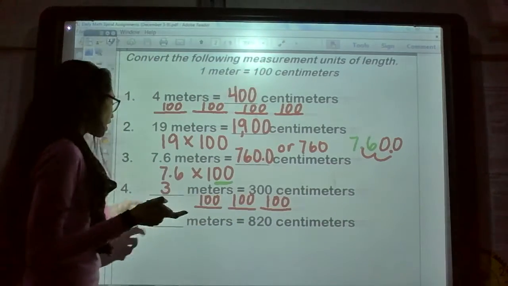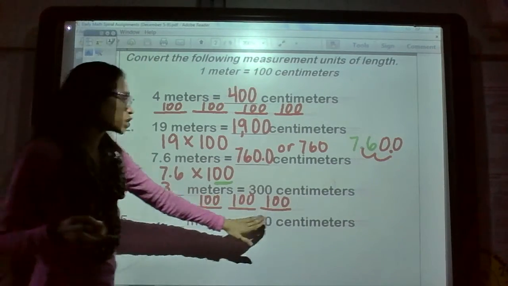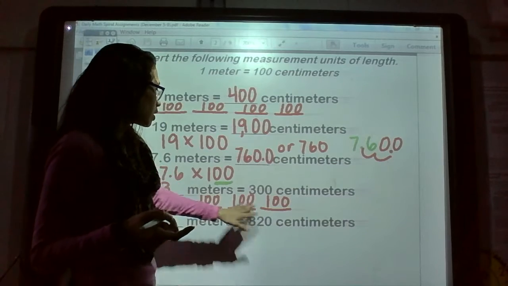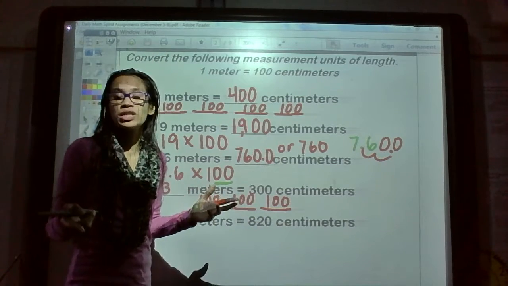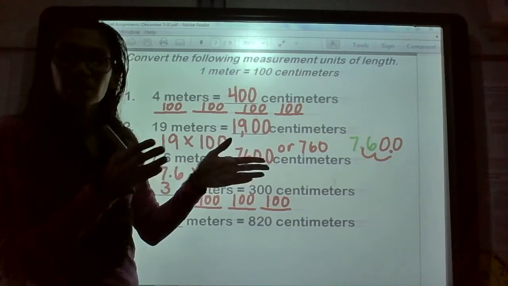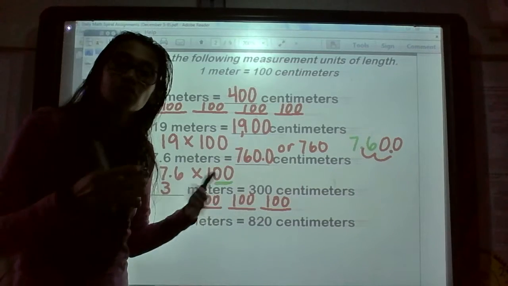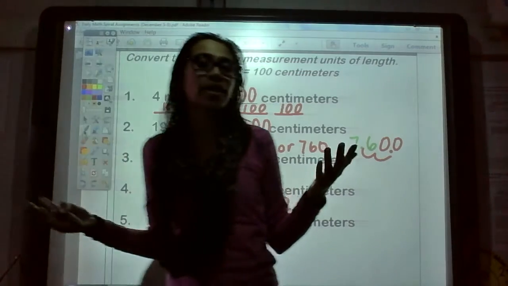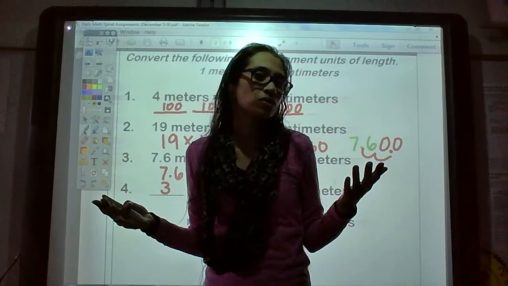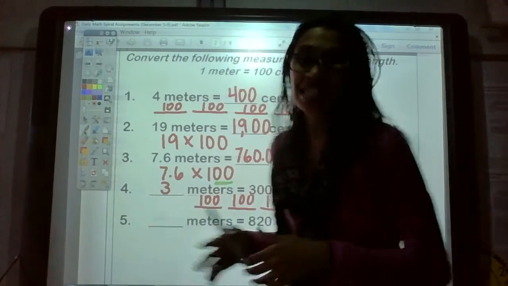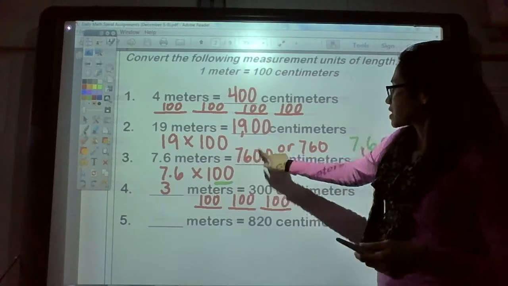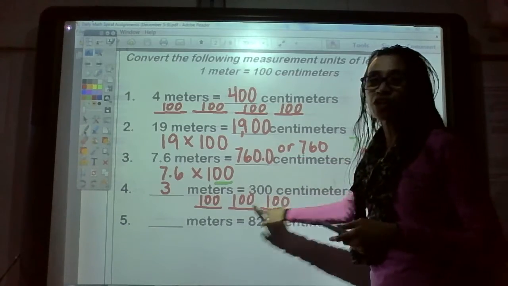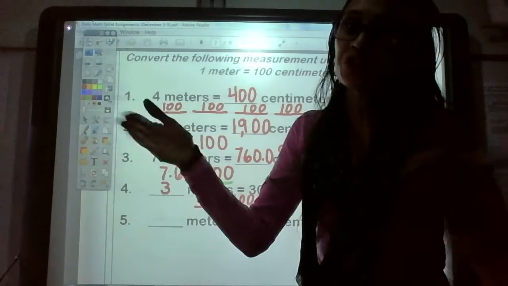So look at number 5. Blank meters equals 820 centimeters. Now look at the difference. See, this was not counting by 100. We have that extra 20. So we know we are going to end up with what kind of number? It's going to be a decimal. Look, just like this one, 760, 820 will have not a whole meter, a part of it.